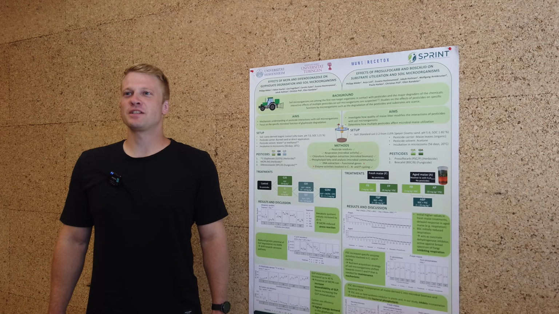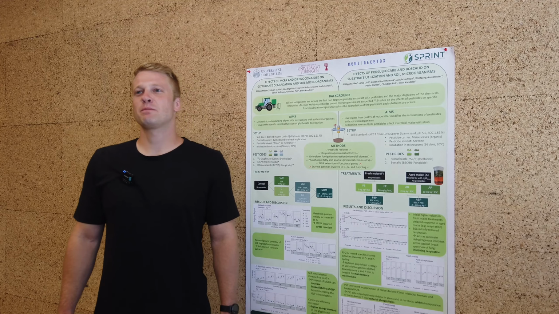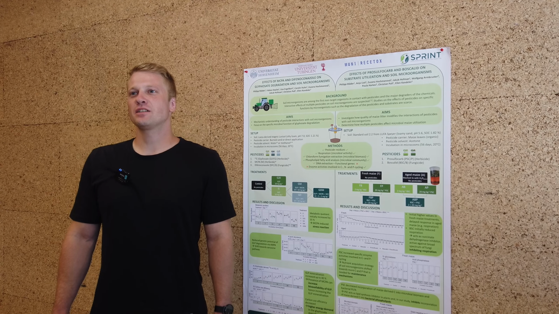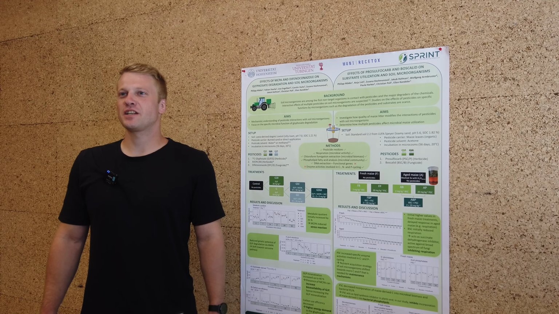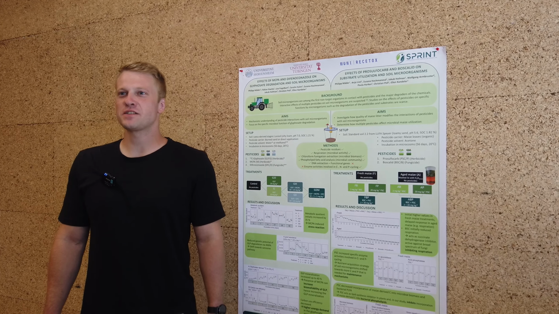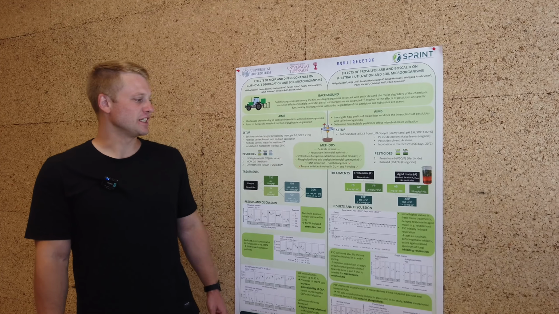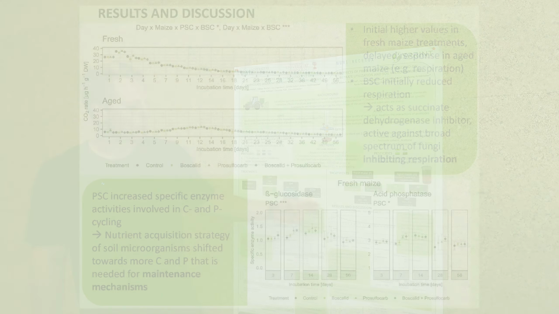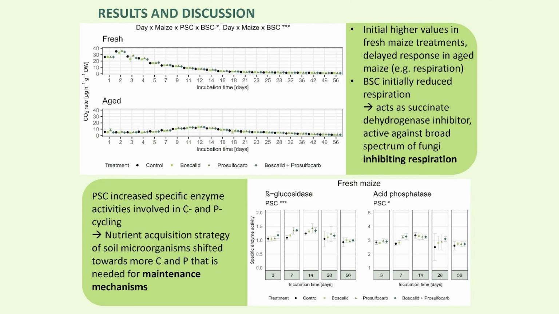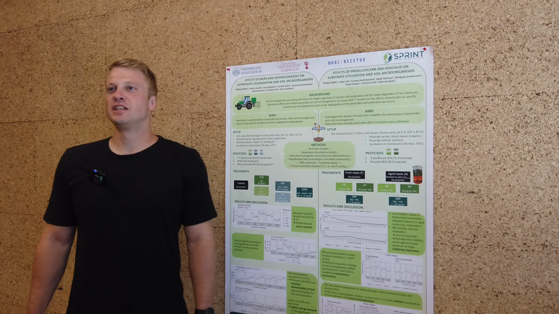So in the second experiment, we looked at how pesticides alter the degradation of litter, so in this case maize litter that is found in many agricultural fields. And we could actually show that specific pesticides that have a specific mode of action, in this case a fungicide that can inhibit fungi, usually pathogenic fungi, can also inhibit soil-borne fungi.